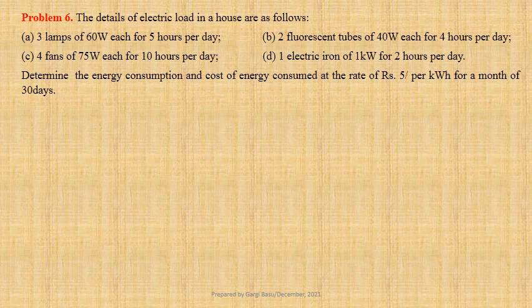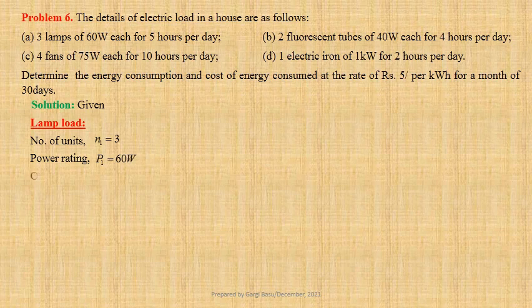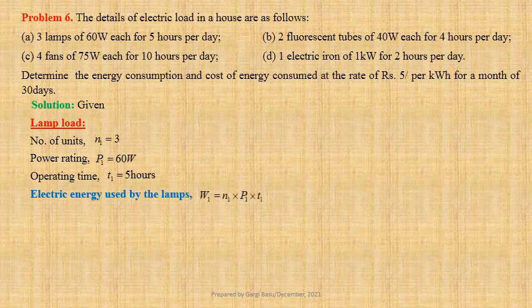Let us jot down the given data. For lamp load, given number of units N1 equals 3, power rating P1 equals 60 watts, and operating time T1 equals 5 hours. Let us now compute electric energy used by the lamps. W1 equals N1 into P1 into T1. Using values we get 3 into 60 into 5, that is equal to 900 watt hours.